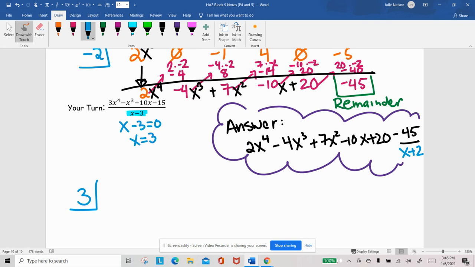Now I want you to think what our coefficients are, our leading coefficients that I'm going to list going across. Well, there's a 3x to the 4th. There's a -1 x cubed. There is no x squared. So see how there's 0 x squared? You need to put 0. There's a -10 that represents x and a -15.